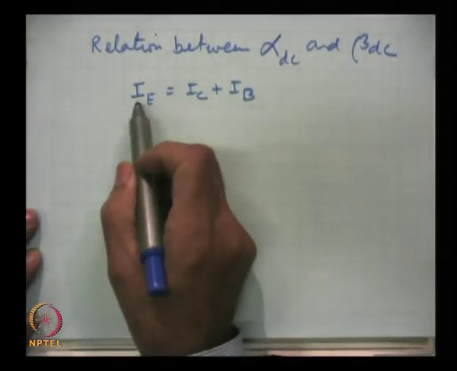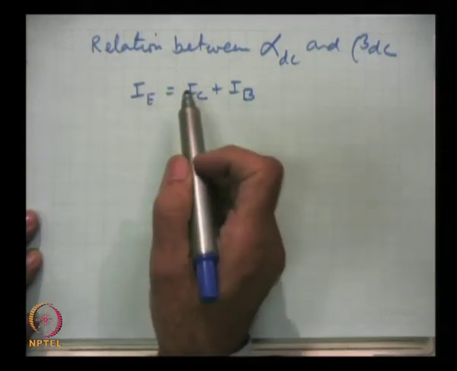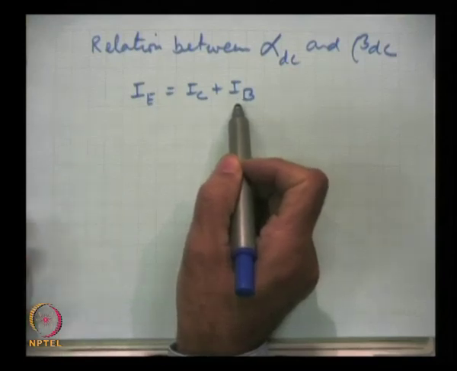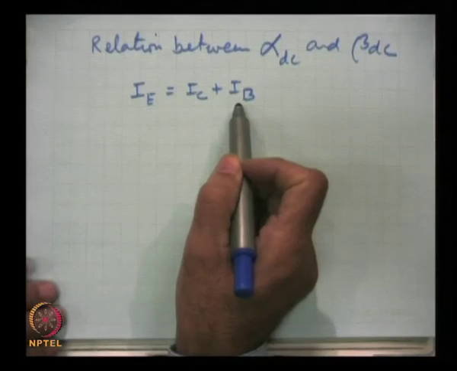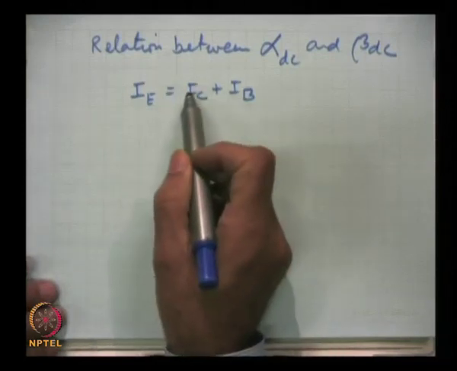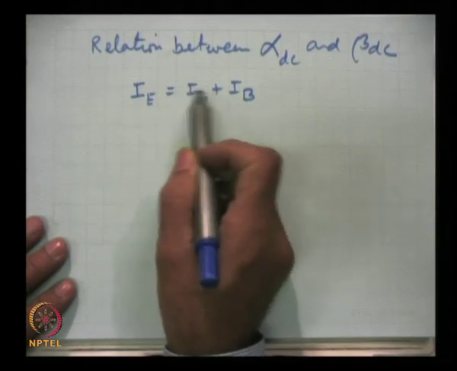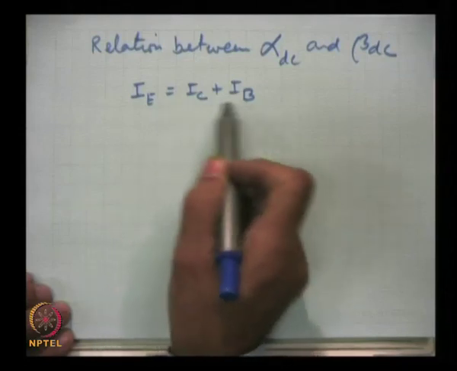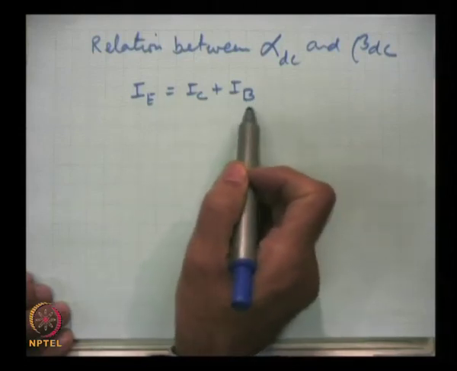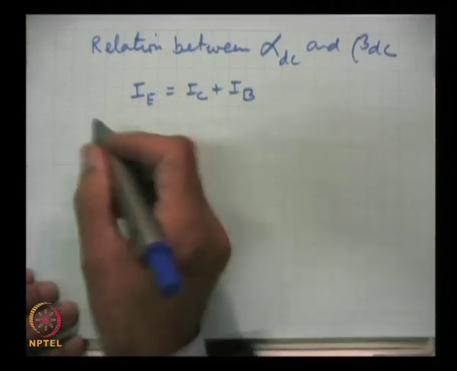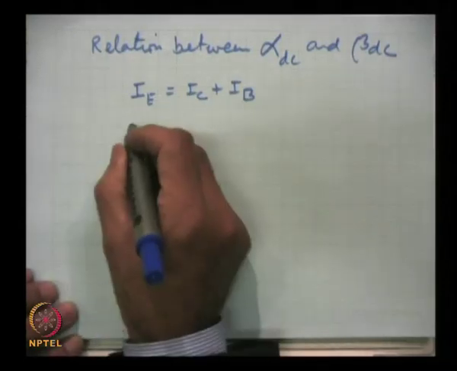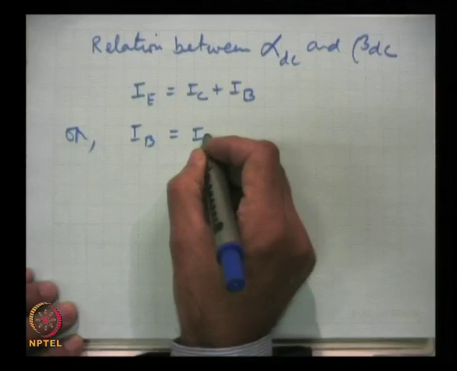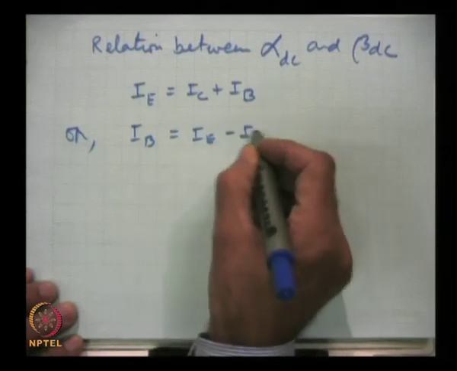You will recall that the emitter current breaks up into two regions. One is the base region where some of the electrons get recombined, and which are responsible for the base current, and the remaining one, say 99% electrons, have crossed over to the collector. So, IE is made up of IC and IB, and now this can be written as IB is equal to IE minus IC.